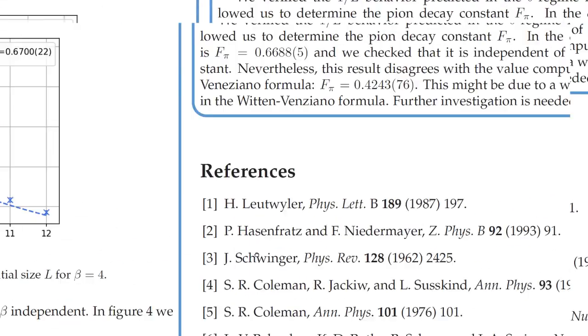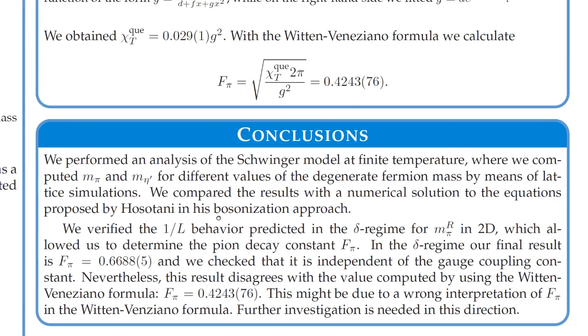This discrepancy is something that we are trying to figure out, and to do so we are performing quenched simulations to obtain several values of chi_t, and we also have to determine whether taking the eta prime decay constant equal to the pion decay constant is valid in the Schwinger model.